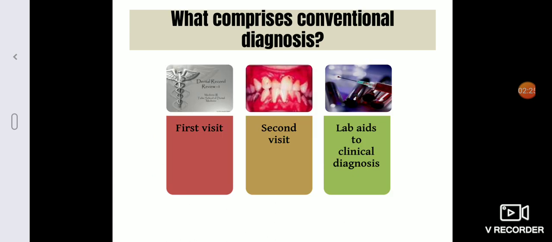So what comprises a conventional diagnosis? It consists of different steps. So it includes a first visit, second visit, and procedures which are done to aid in the clinical diagnosis.